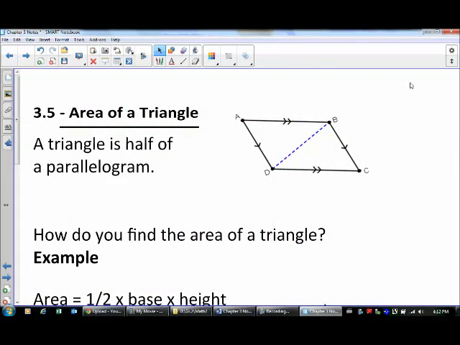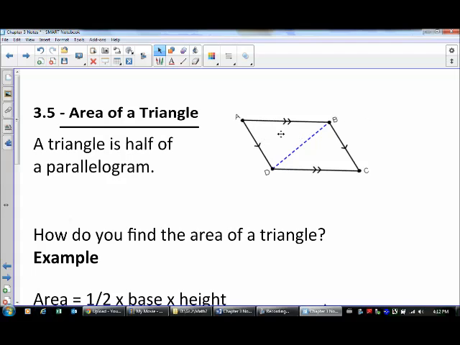Okay, our next section is calculating the area of a triangle, which should be very, very easy because it's almost exactly the same as calculating the area of a parallelogram. To illustrate that, take a look at this parallelogram. Remember what a parallelogram is?